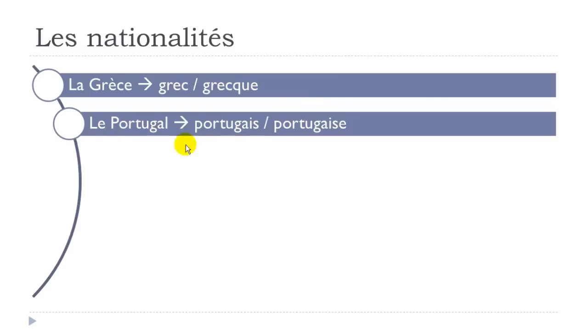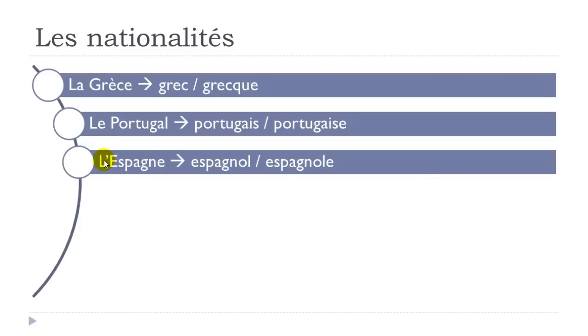Le Portugal. Portugais, portugaise. Okay, so listen carefully. Portugais, portugaise. The only difference between the two, as usually when we'll have nationalities ending with A-I-S, like that, E, and then the feminine form, es, okay? It will be only in this Z sound, the difference between the masculine form and the feminine form, okay? Masculine, portugais. You don't pronounce the S. Feminine form, portugaise. You pronounce this Z sound, okay?